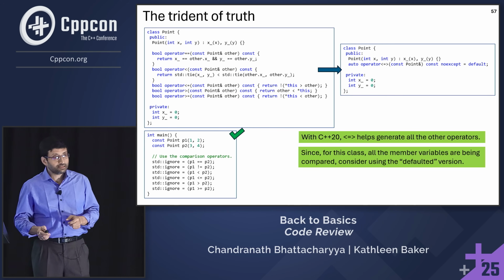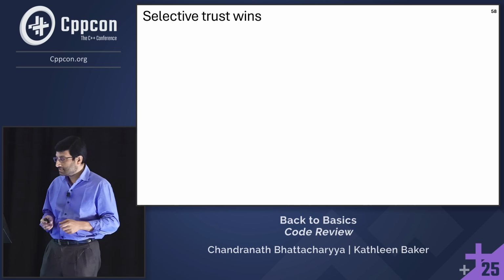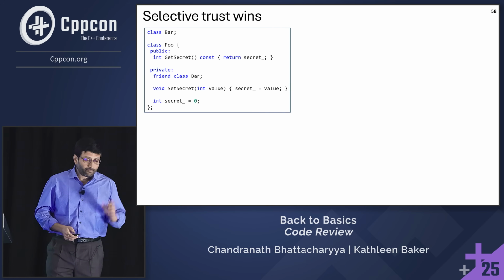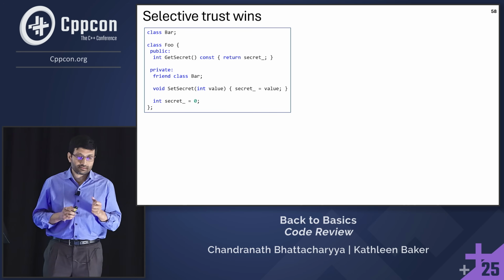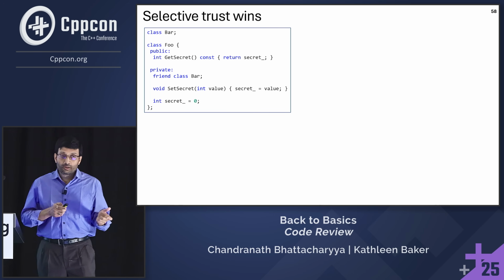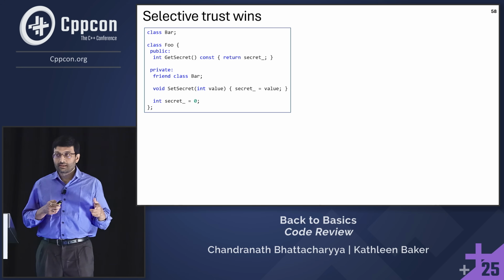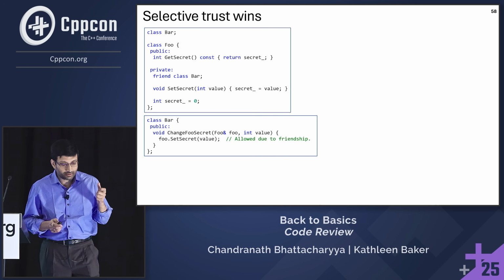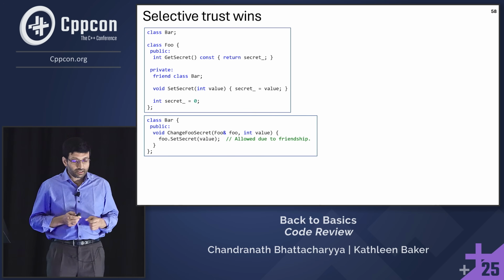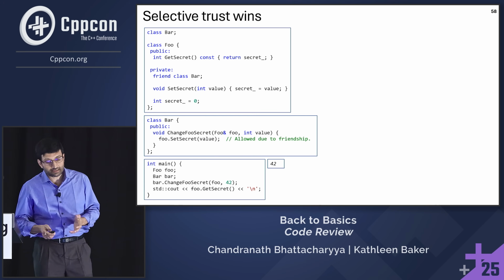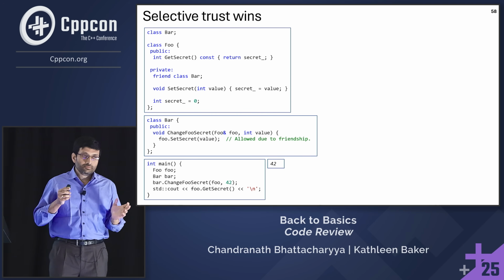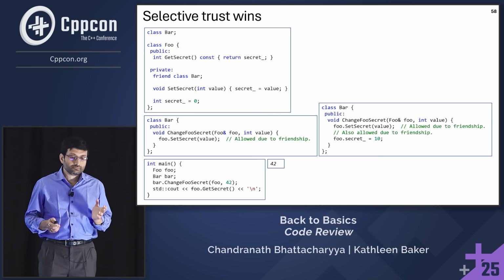Okay, moving on to the next scenario, selective trust wins. Let's look at some code. We have a class Foo, which has a private member function setSecret. Now we want class Bar to be able to call that function, so that's why class Bar becomes a friend. Which is why class Bar can call Foo's setSecret. Here is some code in main which does that, and there's the output. Seems good, okay, but what can be the problem?